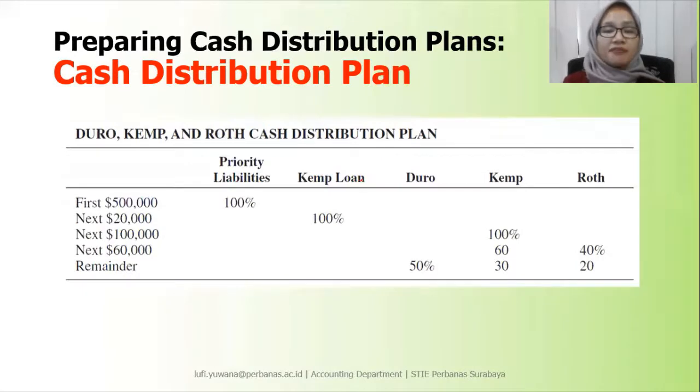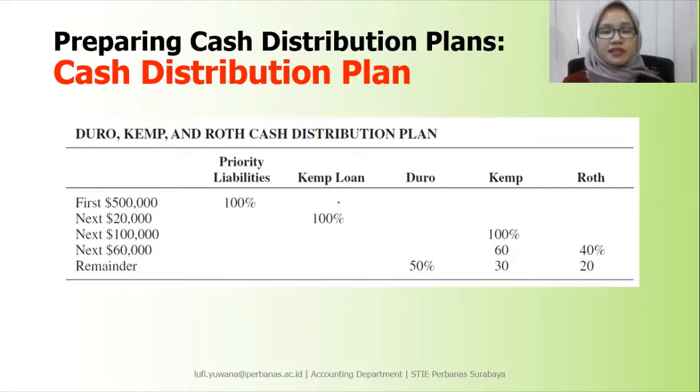Okay, just like I have mentioned before, there are 3 steps to prepare the cash distribution plan. And now we are going to go to the cash distribution plan as the third step. This is the main or the final step for the cash distribution plan preparation. But before we determine the allocation in the form of currency, we have to prepare the cash distribution plan in the form of percentage first.